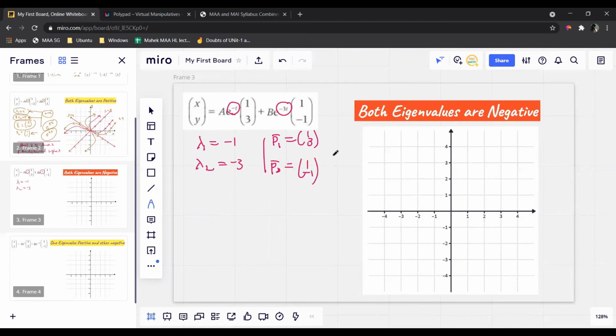So I'll first draw the first vector, 1 and 3. I'll locate the point 1 comma 3. So 1 is here and 3 is here. I'll locate the point and let us draw the line.